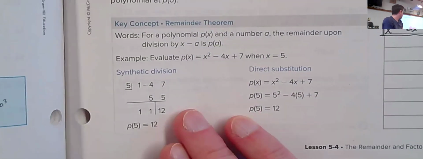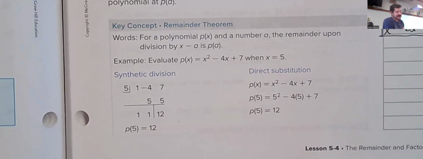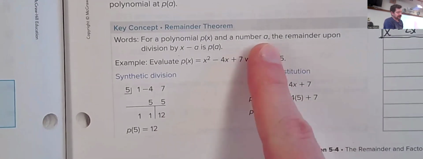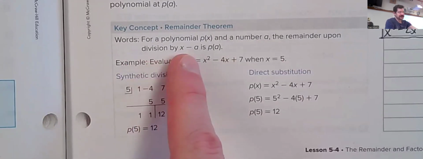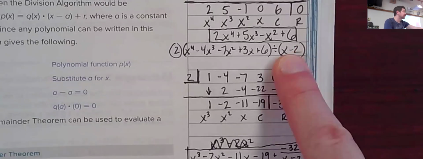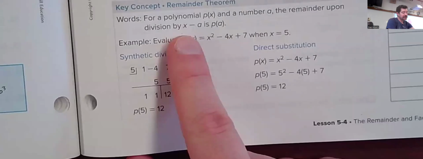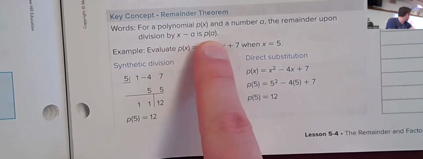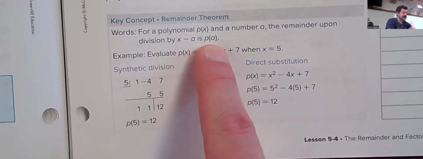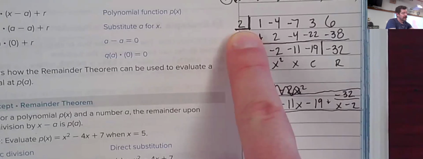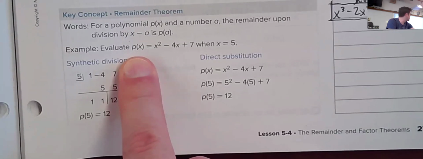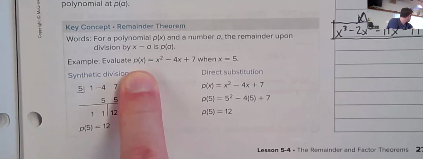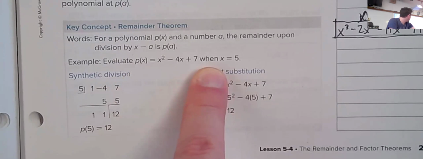So for any polynomial p of x, so if you have some polynomial and some number a, which is going to be some x value, the remainder upon division by x minus a, which in this case would be like the one we just did, x minus 2, and then the a value would be 2. If you divide and solve for whatever a is, which in this case was 2, you can evaluate this particular function. So it says evaluate this function here when x is equal to 5. So you could plug in 5 for x.